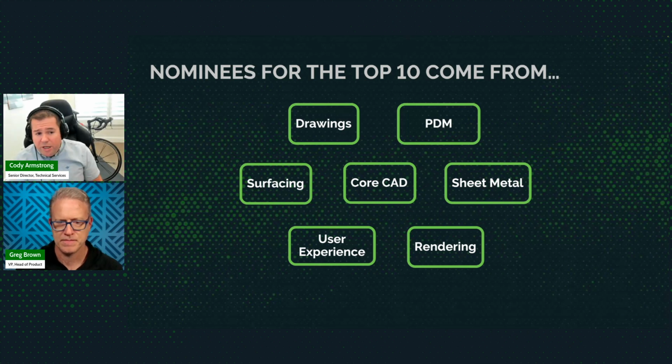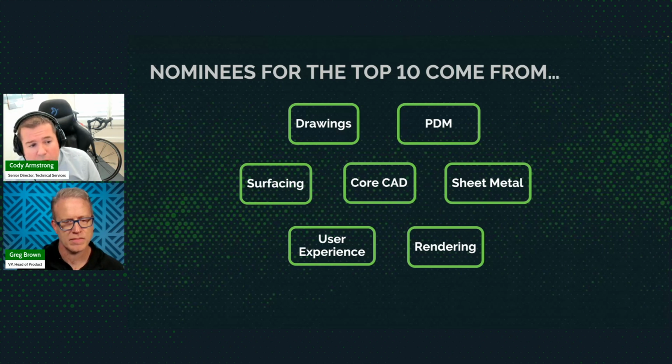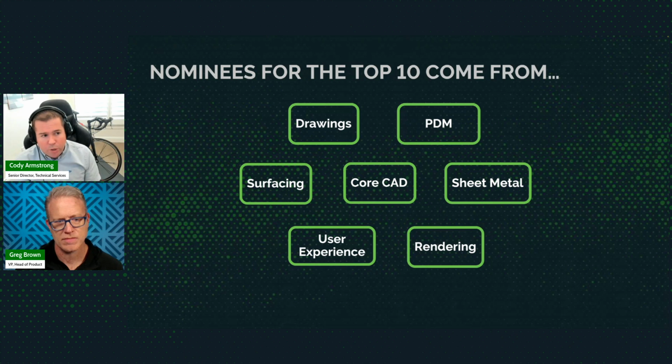But in short, drawings and PDM are always important functions of Onshape in that list. Core CAD, something that I'm going to focus on here in just a moment. I'm sure many of you will be interested in seeing. Surfacing, Greg has some really awesome examples of some of our surfacing improvements throughout the year. Sheet metal, I know a lot of users will really appreciate those, sheet metal users out there creating sheet metal parts. And then user experience, something that affects everyone and something that is universal across Onshape. And then finally, rendering. Rendering got a ton of improvements this year, and we're going to go through and highlight some of those for you. But those are the various categories that we're going to focus on today. We're going to pick these categories and go through and nominate a handful of really big improvements throughout the year in each one of them.